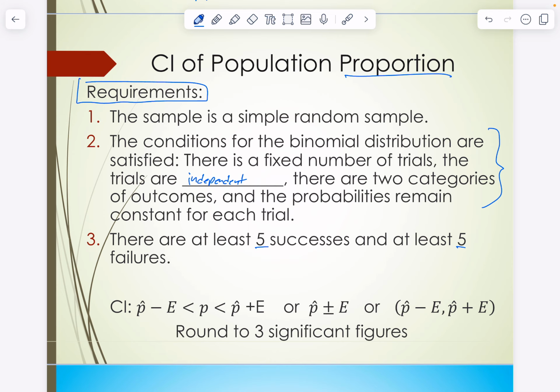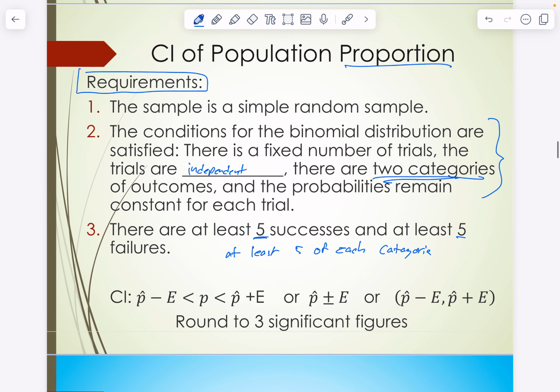If in your sample you don't have at least 5 of each category, so you need at least 5 of each category. If one of your categories is more rare than that, then this estimate may not be accurate.